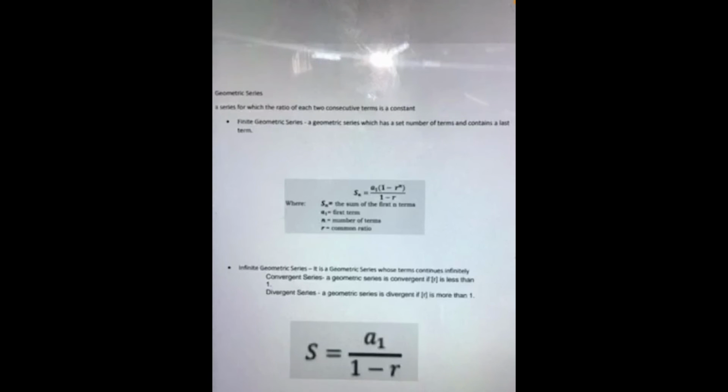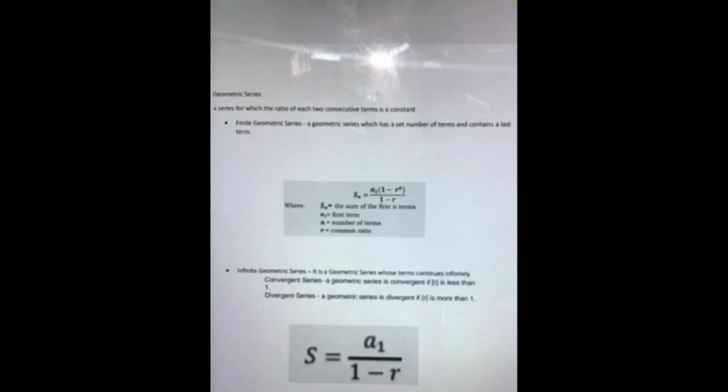Good day everyone. Today we are going to talk about geometric series. Geometric series is a series for which the ratio of each two consecutive terms is a constant. There are two types of geometric series. First is the finite geometric series, which has a set number of terms and contains a last term.